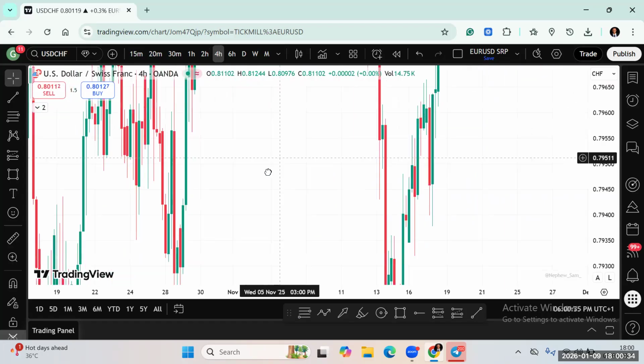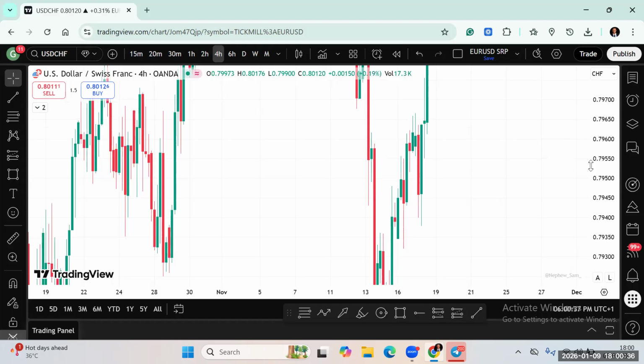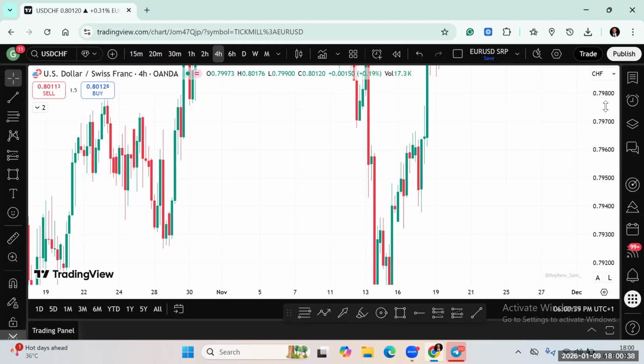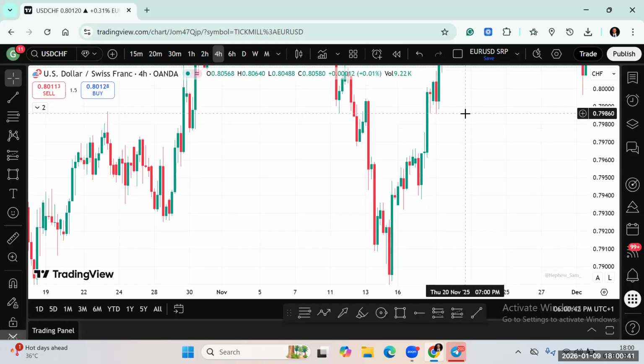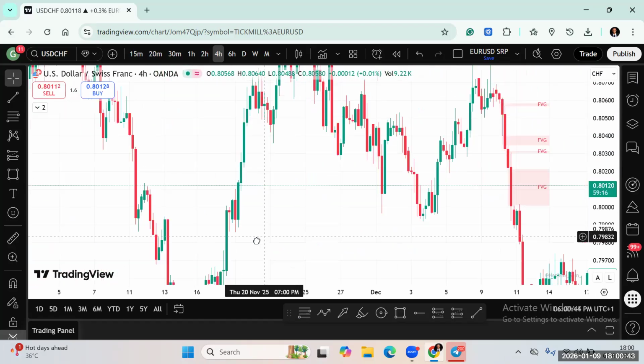All right, so this is it. So you mark the same setup on the lower time frame in your POI and wait for price to come back to your POI, and that is your confirmation.